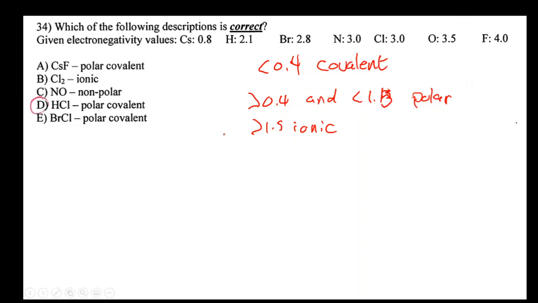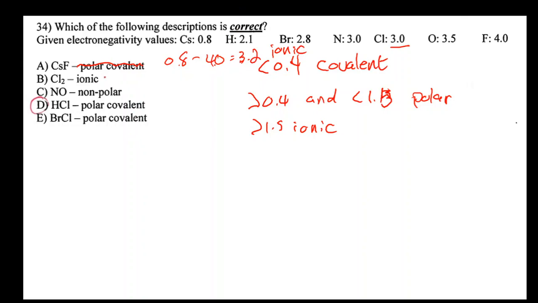So you essentially want to look at the numbers and subtract the difference between the two. This first one here, cesium is 0.8 and fluorine is 4.0. So that'd be a difference of roughly 3.2. So that is definitely going to be ionic. So that one is not polar covalent, so that's wrong. So Cl2, that is going to essentially be 3 minus 3, so that's going to be a difference of 0.